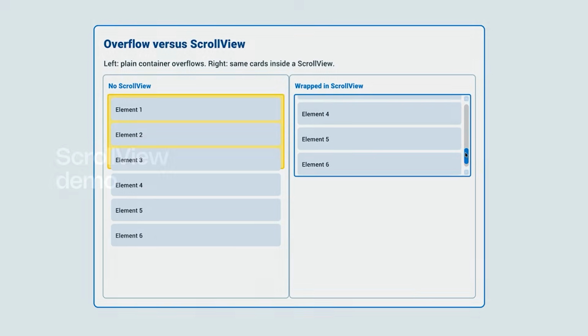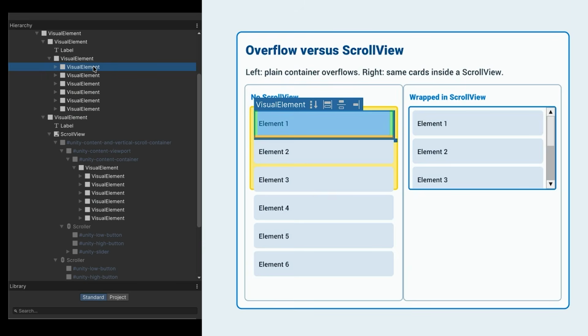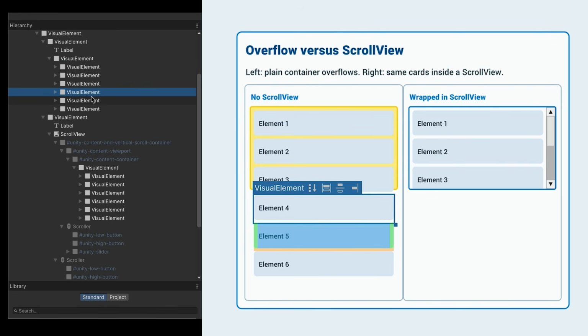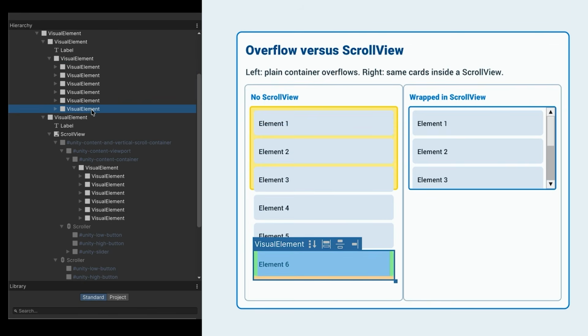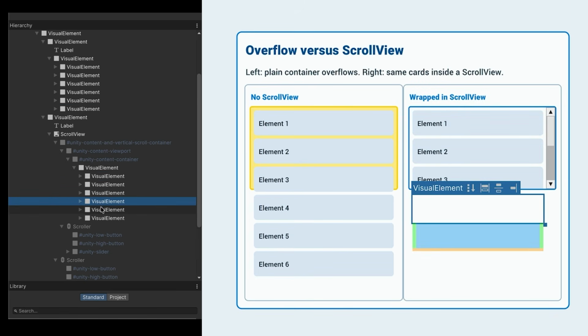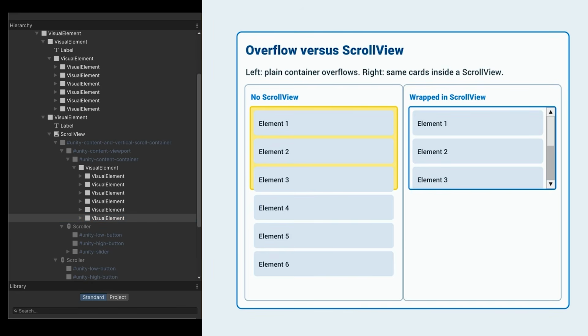On the left in this demo, we have a fixed height container with too many child elements. There's no overflow handling, so the content spills outside of its bounds. On the right, it's the exact same content, but wrapped in a scroll view. Now everything stays inside of a defined region and becomes scrollable. Nothing else has changed between the two UIs, same elements, same styles, just a different container.